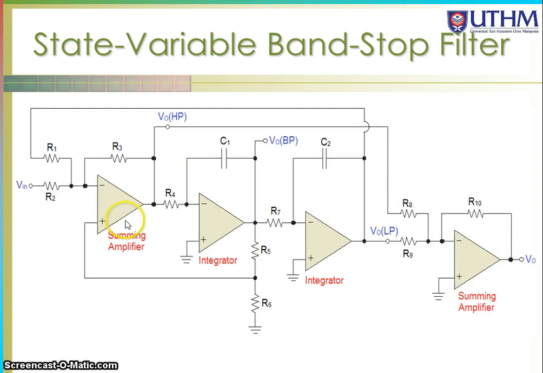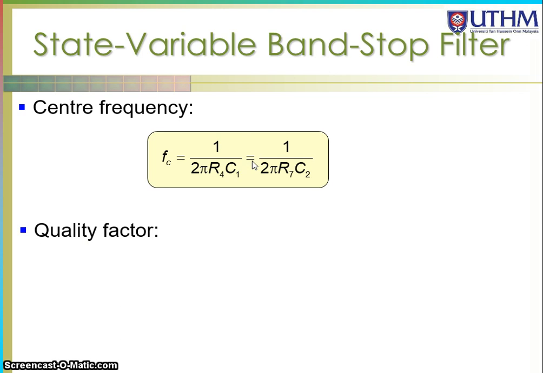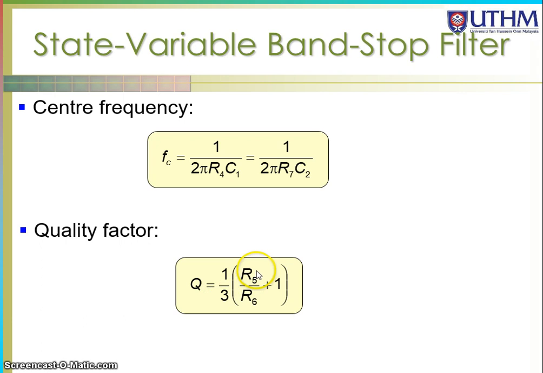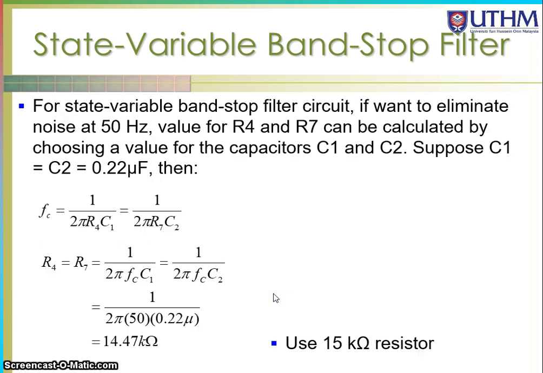So this is the circuit. This is the summing amplifier. The state variable is all this: integrators and summing amplifier. You have a high pass output over here and a low pass output over here. We take the low pass output and the high pass output and sum them together, and you have a bandstop filter. Of course, the state variable also has a bandpass output over here. The center frequency of the state variable is given by 1 over 2 pi R4 C1, which is similar to 1 over 2 pi R7 C2, and the quality factor is 1/3 of R5 over R6 plus 1.